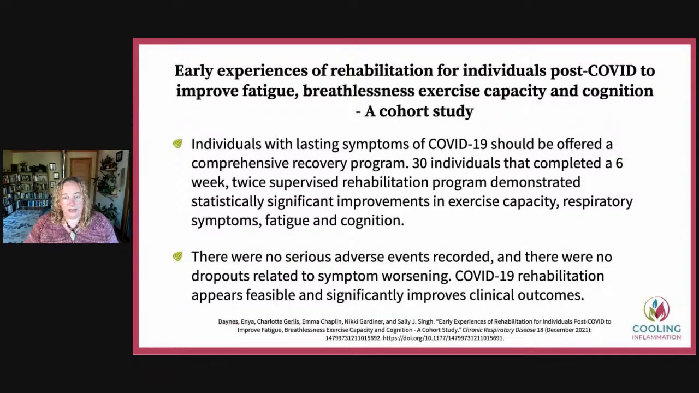This is another study, looking at post-COVID or long haul COVID. Individuals with lasting symptoms of COVID-19 should be offered a comprehensive recovery program. In this cohort study, 30 individuals completed a 6-week, twice-weekly supervised rehabilitation program, which demonstrated statistically significant improvements in exercise capacity, respiratory symptoms, fatigue, and cognition. And so their recommendation is that for post-COVID, long haul COVID, exercise significantly improves clinical outcomes.